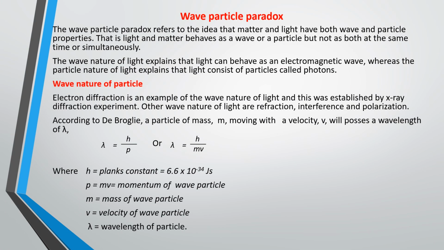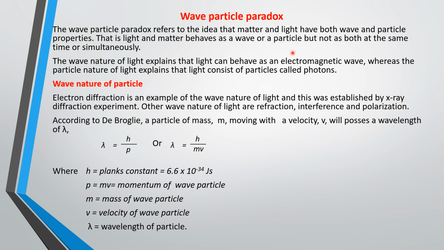So as I said, for our lecture for today, we are looking at the wave particle paradox. Scientists have discovered that light has two characteristics. They discovered that light and matter have two characteristics, so that light can behave either as a wave or as a particle. This was what actually led to the wave particle paradox.